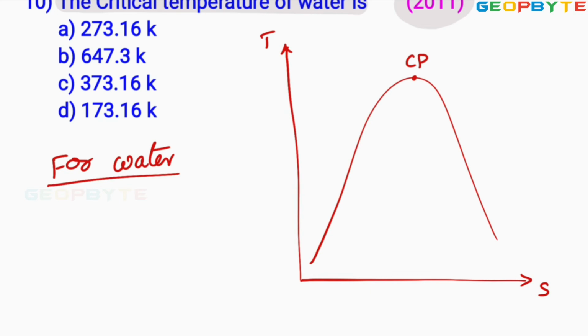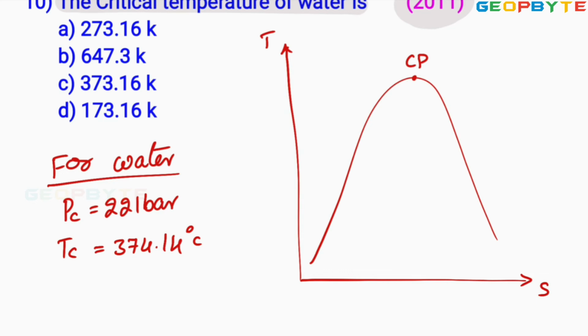Remember, the pressure at the critical point is called critical pressure. That critical pressure for water is around 221 bar. Critical temperature for water is 374.14 degrees centigrade. 374.14 degrees centigrade is the critical temperature for water.